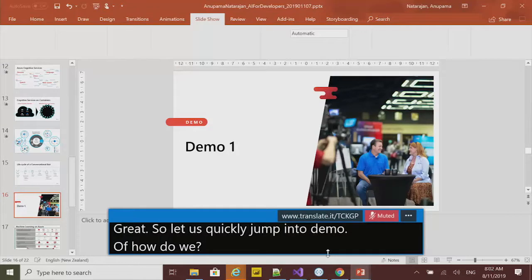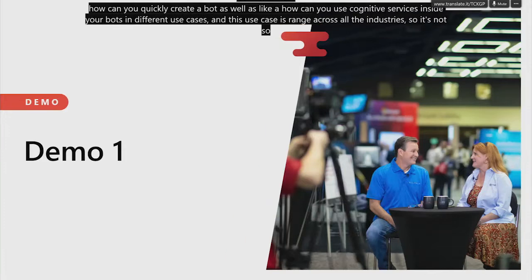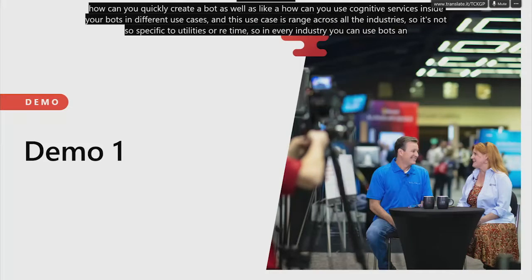Great. So that quickly showed you an example of how you can quickly create a bot, as well as how you can use cognitive services inside your bots in different use cases. And these use cases range across all the industries. So it's not specific to utilities or retail. In every industry, you can use bots and cognitive services quite easily. And how hard is it to take an existing cognitive service and integrate it into your application?